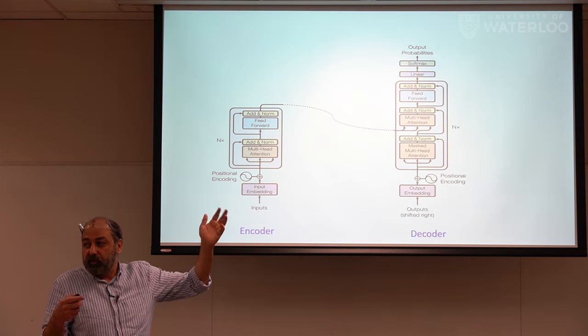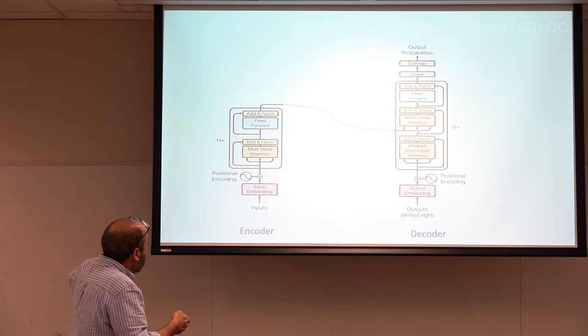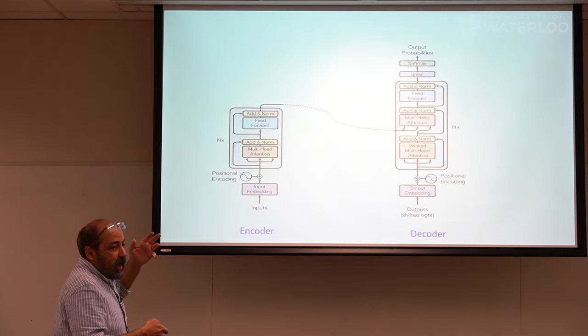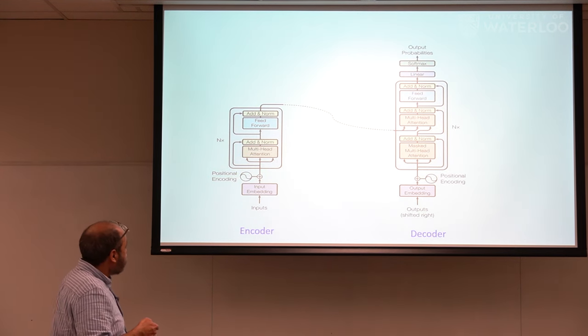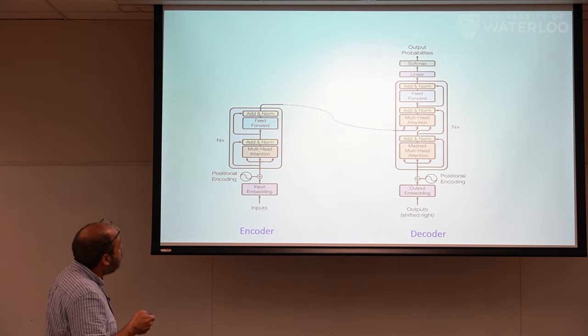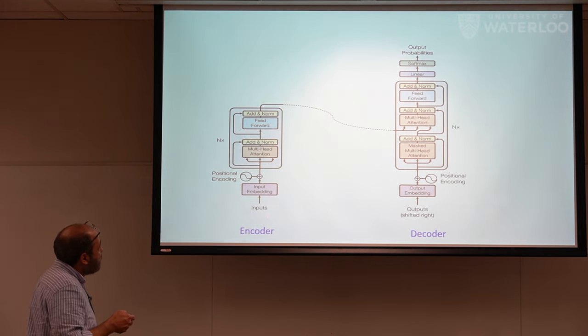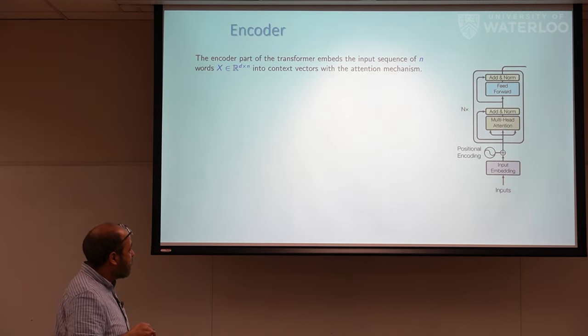In this case, the input is sequential and the output is also sequential. So consider language. You want to do translation, for example, or question answering. So both input and output of the model are sequential. So I want to take a sequence and pass a sequence. So I have two parts. A part is encoder and the other part is decoder. Let's start with encoder.